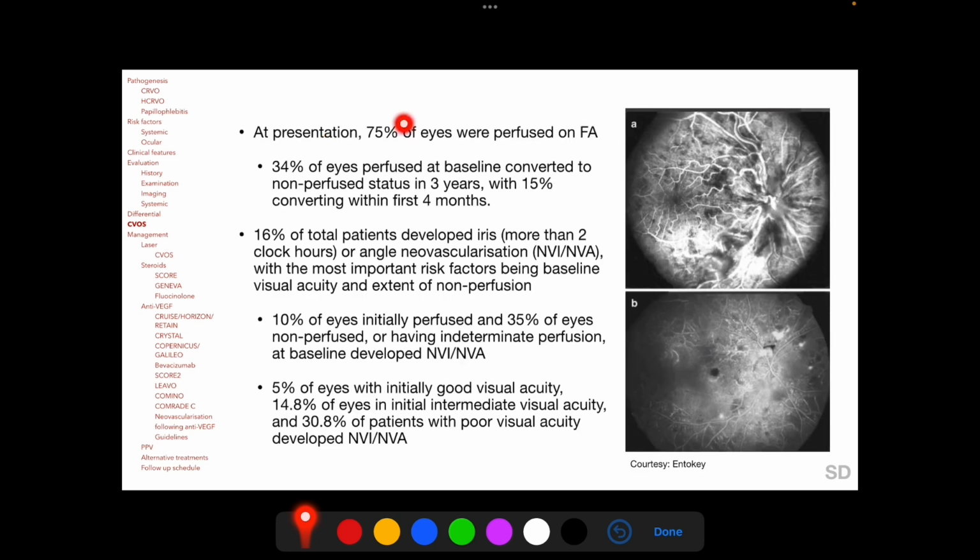At baseline, 75% of eyes included in CVOS were found to be perfused or non-ischemic on fluorescein angiography, but on follow-up, 34% of these eyes which were perfused at baseline converted to non-perfused status within 3 years, with 15% converting to non-perfused status within the first 4 months. And these two figures are very important to remember.